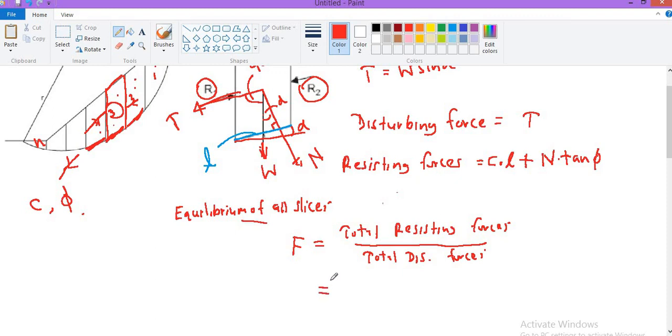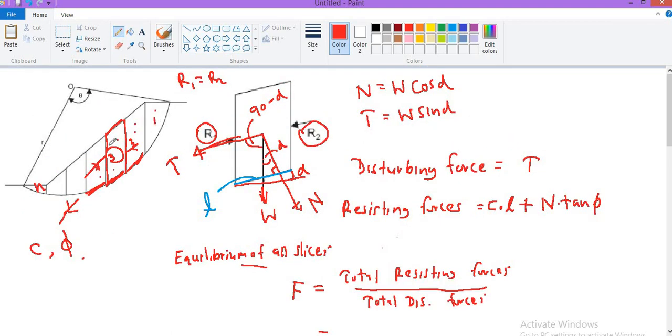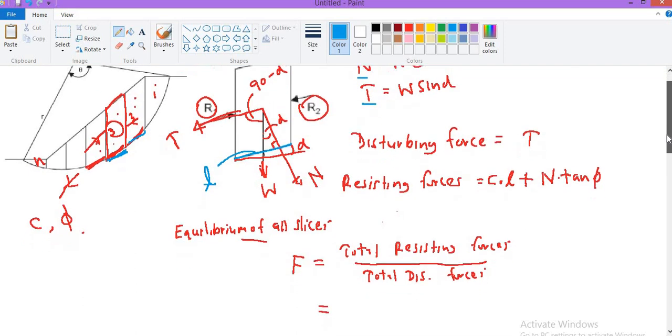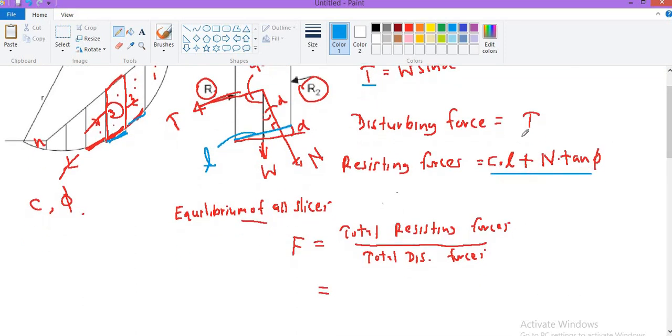So the total resisting forces, right? We have, let's say, n number of slices. So you can see these L values, and also if we take weights, these different slices have different weights, so therefore they will have different N and T values. All these slices have different N and T values, and the length of the bottom surface will also be different. So therefore we have to take each and every slice, these values of each and every slice, and we have to add them together.